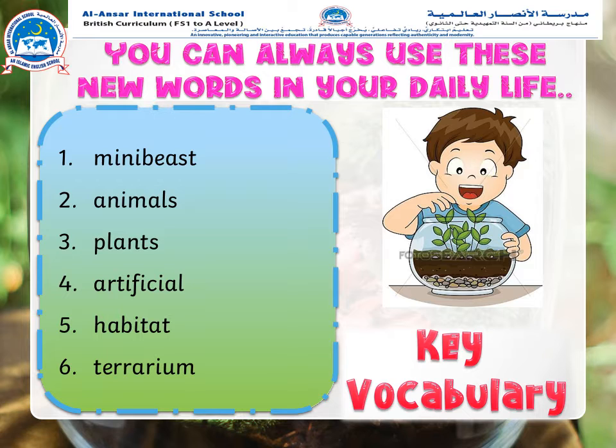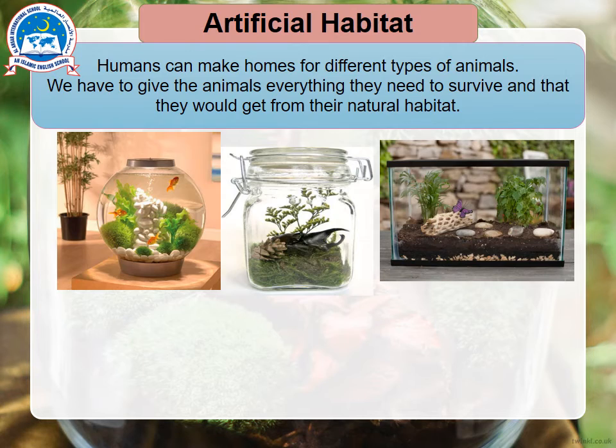You can see in the picture the boy is making a terrarium, isn't it? So here we go. Artificial habitat. Humans can make homes for different types of animals. You all know, we have studied about it. We can make different types of homes for different types of animals. So we have to give that animal everything that it needs to survive in the natural habitat.